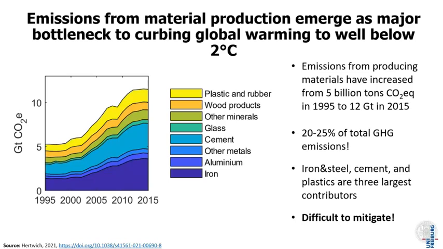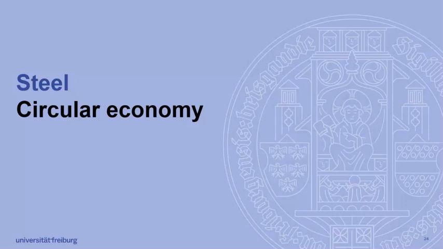And we know that these emissions from material production really emerge as a major bottleneck to curbing global warming. Why is this the case? Well, first, it's because they're growing. We need more materials, especially also more copper and other metals for the energy transition, but also more steel. And these emissions are difficult to mitigate. Why? Because you have to rebuild the entire industry, moving away from coal, maybe using hydrogen as a reduction agent. That doesn't happen overnight. That takes decades and huge investments and a lot of political commitment.